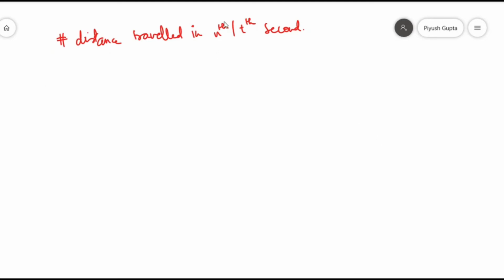Okay, there is one more derivation. This is basically the distance traveled in nth or tth second. So basically a body is starting from point A, and you are asked to calculate the distance that body is going to travel, suppose in the 10th second or 5th second. So suppose the body is going to travel from point A, this is the starting point, and this is the interval in which I'm supposed to calculate the distance traveled or the displacement. So suppose I'm saying what is the distance traveled in the tth second.